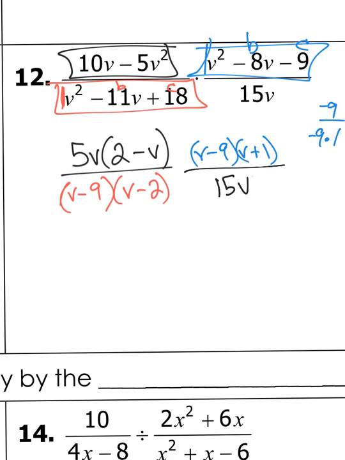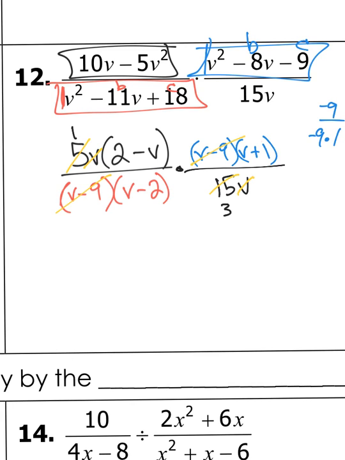So now let's look diagonally and up and down to see what can cancel out. I get v minus 9, and I get the 5 and the 15. 5 goes into 5 once. 15 can be divided by 5 3 times. Okay, the v and the v cancel out.